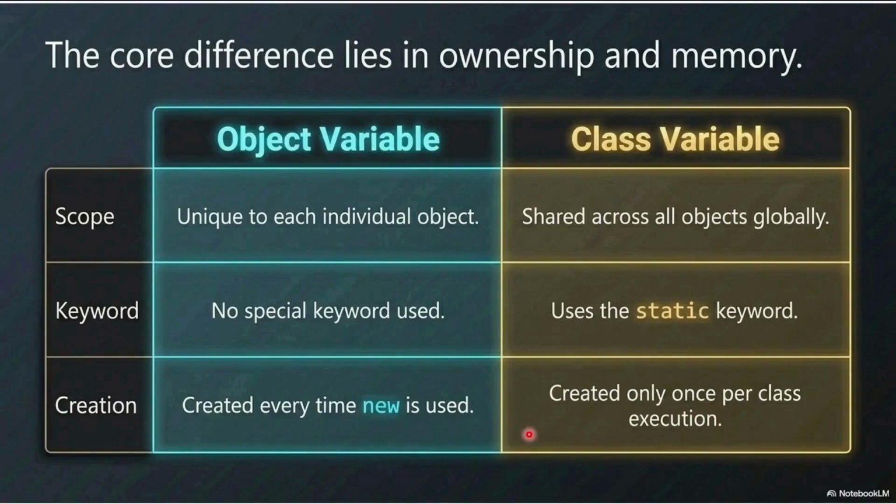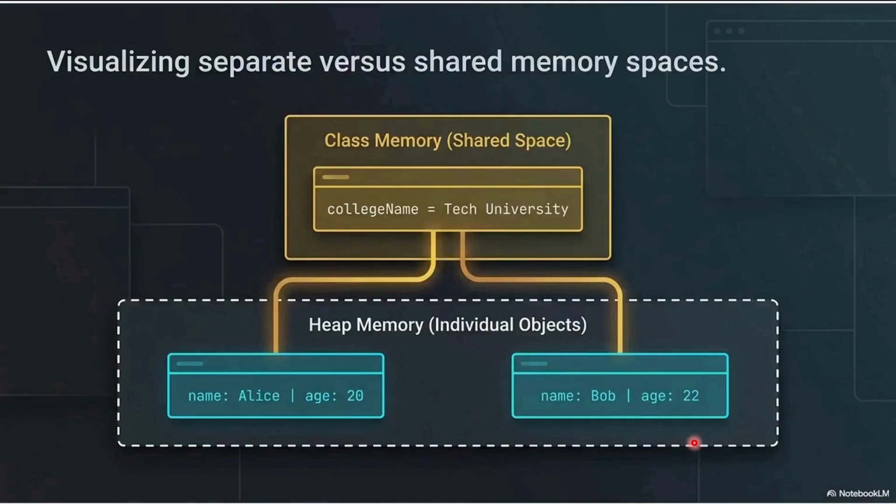This is important, the third point. Okay, over here the object variables are created for every object, but class variables are only created once per class execution. Okay, so understand that, visualizing separate versus shared memory space. So what happens to the data when we create the objects?